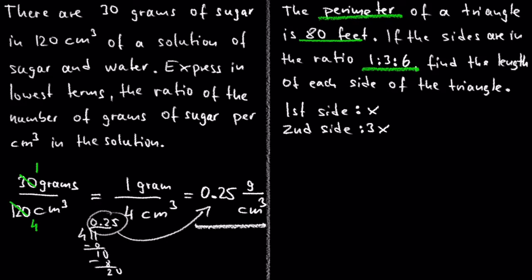Because the ratio first side to second side is 1 to 3. In other words, the second side is 3 times longer than the first side. And the third side is then 6x, because it's 6 times longer than the first side. And all sides added together gives us the perimeter of the triangle. So we can write x plus 3x plus 6x equals 80.